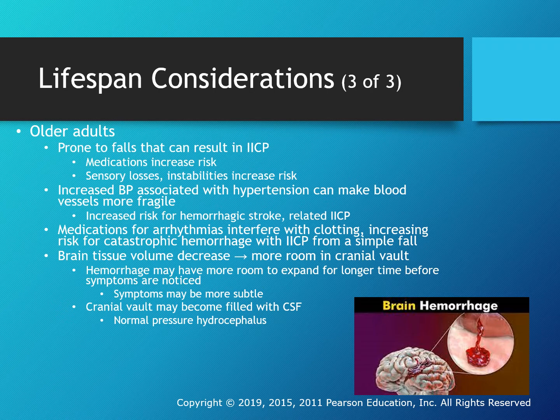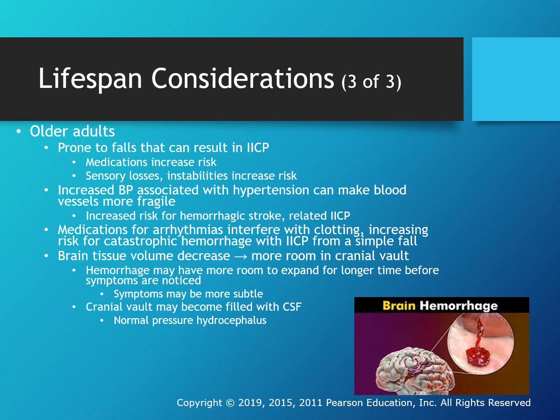Increased blood pressure associated with hypertension may damage blood vessels, especially ones in the brain, and cause them to be more fragile, increasing the risk for hemorrhage, stroke, and related IICP. Undiagnosed or poorly controlled cardiac arrhythmias may cause a decrease in cerebral blood flow, which can lead to vertigo and falls. Often, arrhythmias originating in the atria are treated with medications that interfere with the clotting process, which can turn an otherwise simple fall into a catastrophic hemorrhage.